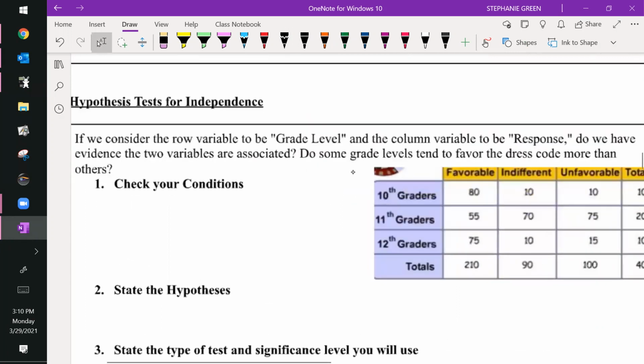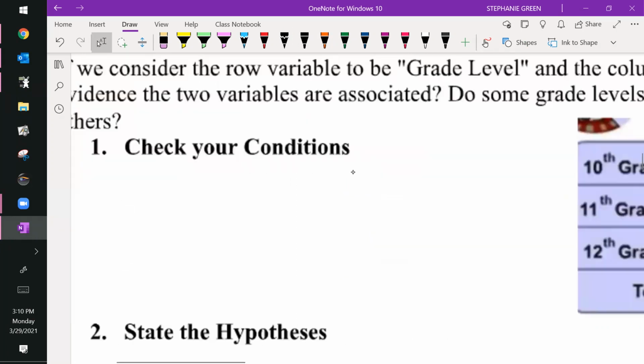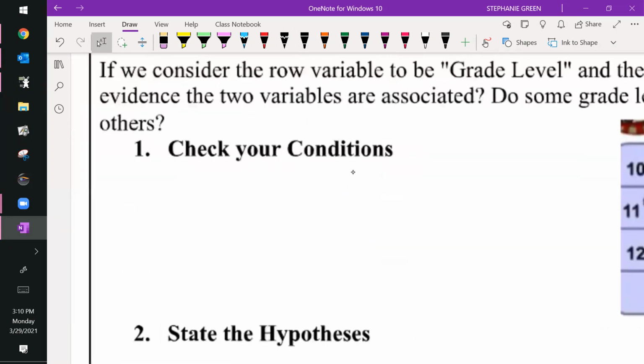The first thing we have to do is check our conditions. Just like always in any significance test, you always start by checking your conditions, because if your conditions aren't met, then you can't do the test, and anything else is just a waste of time. So to check our conditions, what are our conditions? We only have one condition for a chi-square test. All of our expected values have to be greater than 5. So what are our expected values?